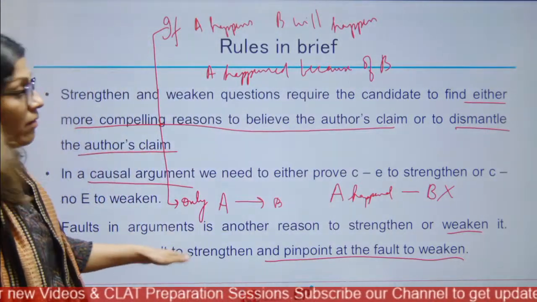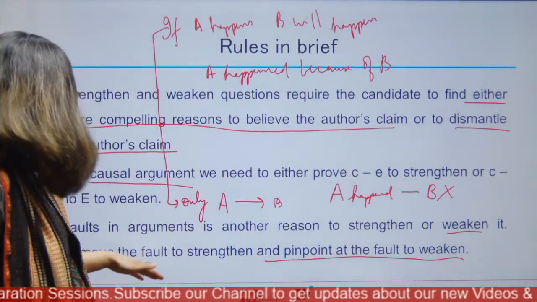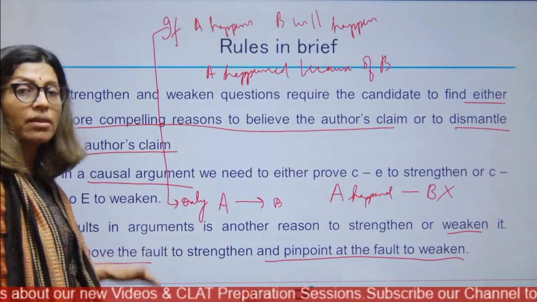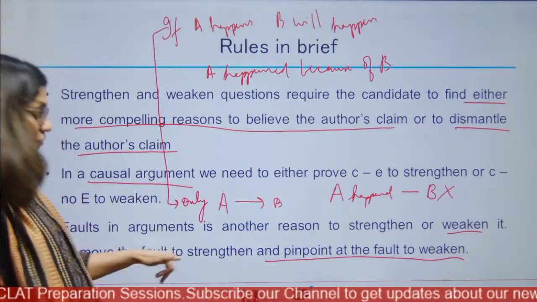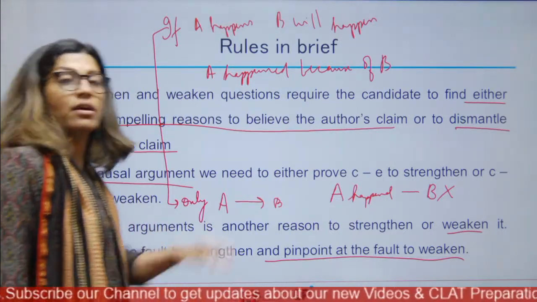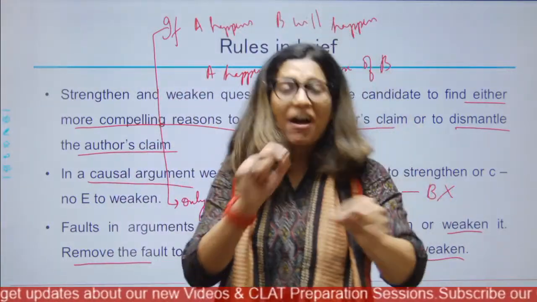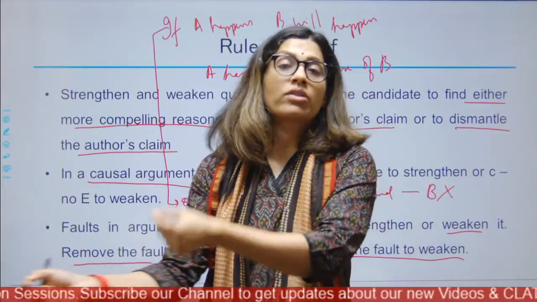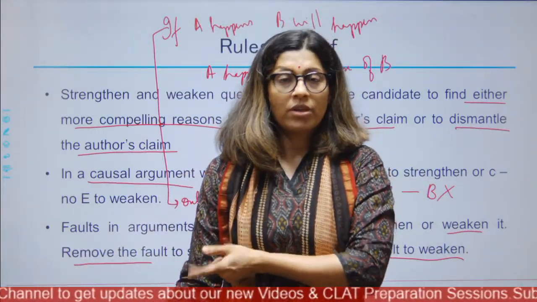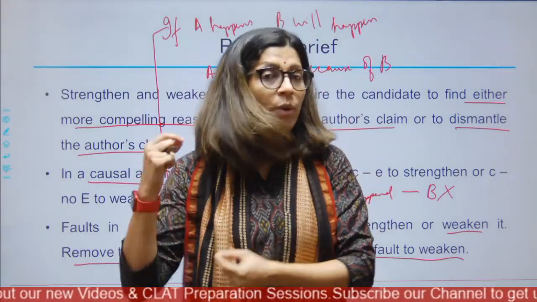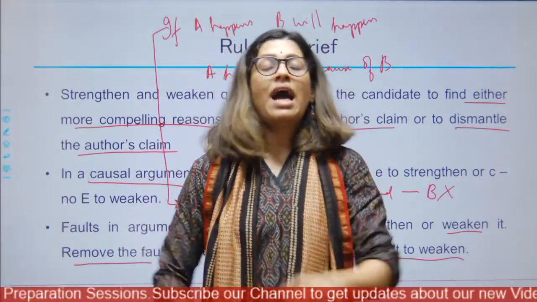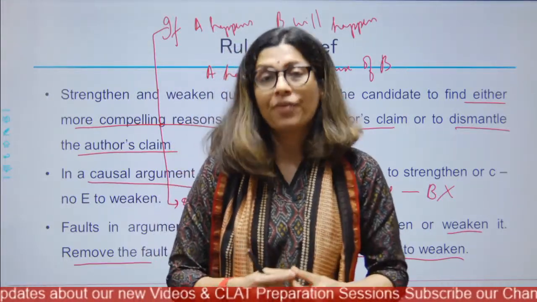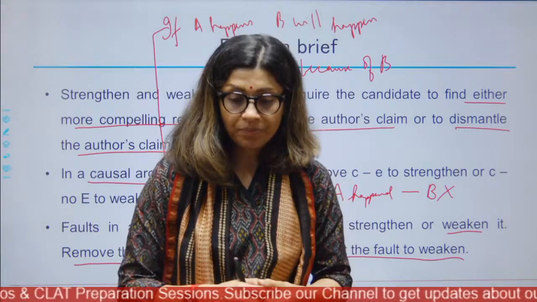And other times, in strengthen and weaken, you get faulty arguments. In faulty arguments, the best thing to do to strengthen is remove the fault. In the options, choose an option that rectifies the fault. And if you have to weaken it, just say this is the fault that the author has committed in making the argument. Be a little patient. We'll very soon be doing fallacies in reasoning, or faults in an argument, and you will notice yourself responding even better to critical reasoning questions.